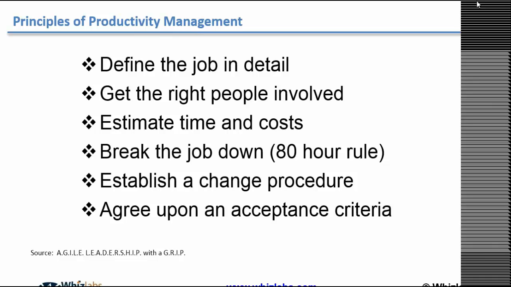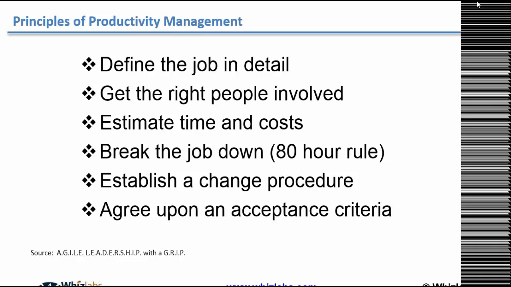The next major task is develop schedules for activity and resource usage. Well, you can't do that unless you define the job in detail, get the right people involved, then you can begin to estimate time and cost. Now, the next major phase is develop a time phase budget. Again, we talk about breaking the job down at 80-hour rules. We look at that down at the work package level. And then the next phase is determine and aggregate actual cost incurred for each task that is being performed, and then compute the cost and schedule variances as the project progresses.